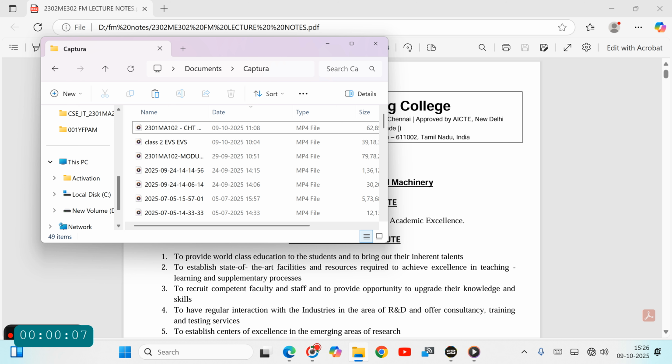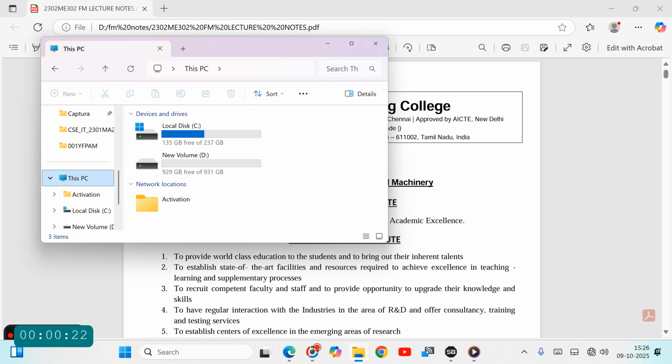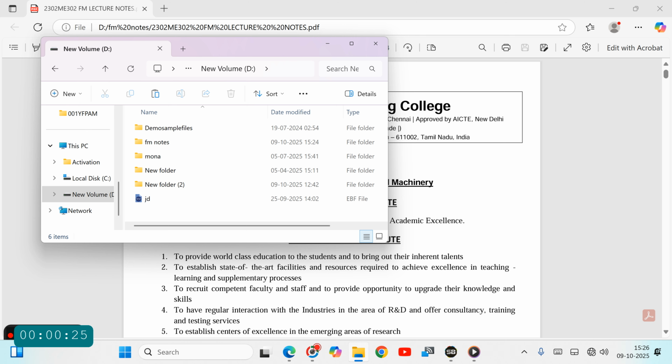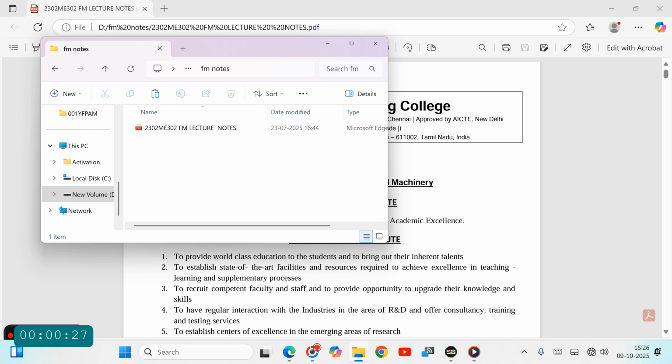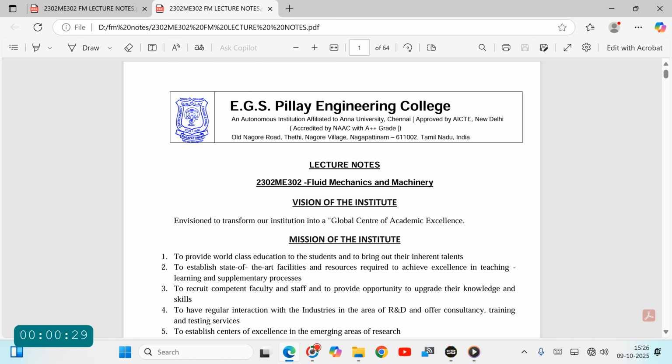Morning everyone. Now we are going to share the fluid mechanics and machineries subject notes. Before going into the subject, I want to introduce that course. This course is studying about the fluid, the different properties of fluids. First of all, we have to know what is fluid.